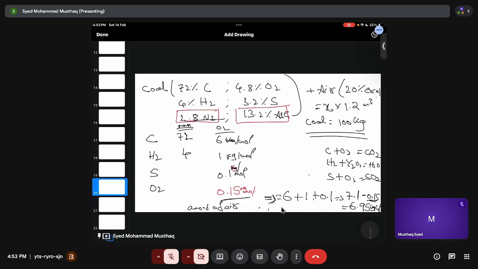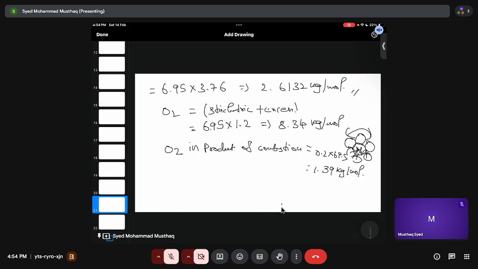And this is the amount of oxygen that should be present in air. This is 6.95 kilograms per mole. Now again, the next one is the actual air required, right? So again, that is the same, 8.34, right?